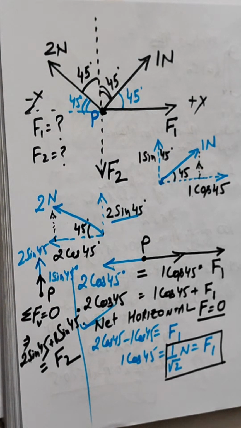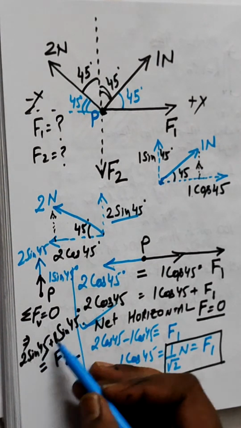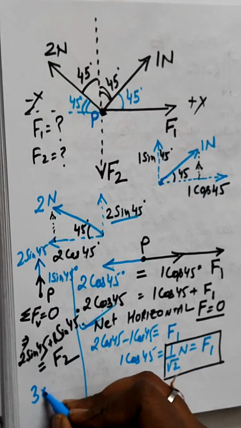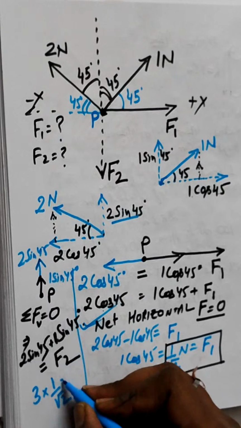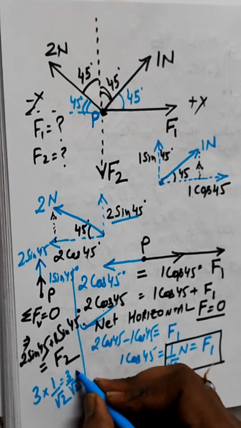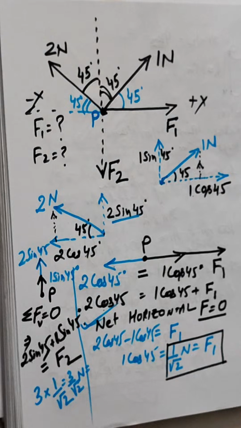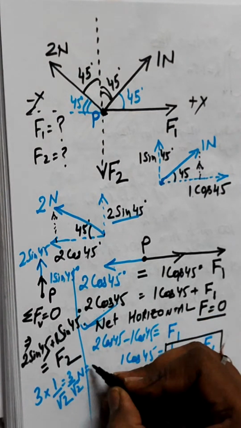What's the value? You can tell me. It's very simple. 2 sin 45 plus 1 sin 45 will be 3 sin 45, right? And what is the value of 3 times sin 45? This will be equal to 3 into sin 45, and the value of sin 45 is 1 by root 2. So this will give you 3 by root 2 Newton as the value of what? F2.